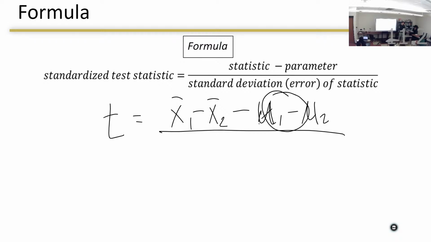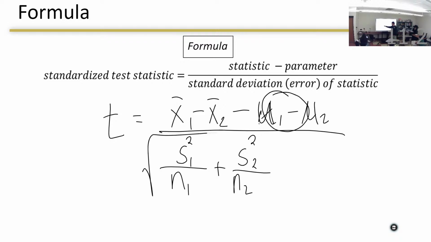Well, we never subtract. We always add. And we don't add standard deviations. We have to add the variances. So I have to square S1 over n1, and I have to square S2 over n2. And then I have to take the square root of the whole thing. That's on your formula sheet. You should be able to see that.